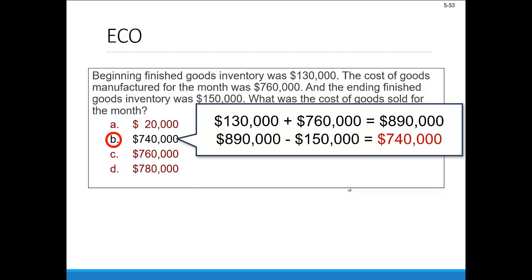Okay, so that really wraps up this Learning Objective 3, all about cost of goods manufactured and cost of goods sold. Feel free to back up and review any piece you need to, and let me know if you have any questions.